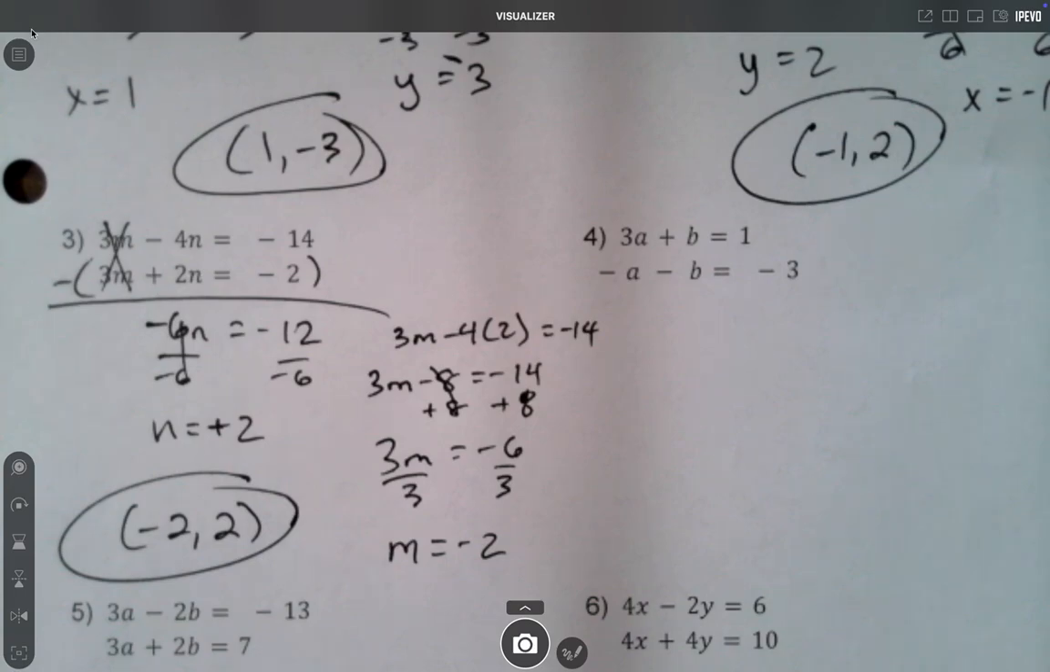Now again, I'll be quiet for a moment. You can pause if you want longer. But I want you to look at number 4 and think about which variable we can easily eliminate, and should we add or subtract the two equations to make that happen.